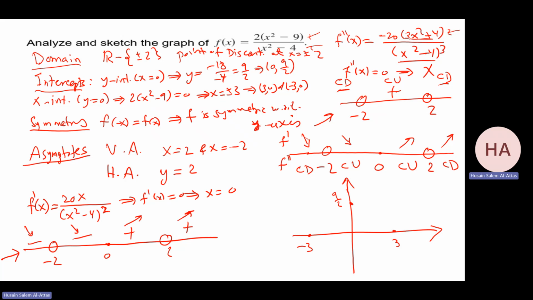Symmetry to the y-axis. It means I will do the graph just on this side, and the rest is just a copy or reflection about the y-axis. Vertical asymptotes at 2 and minus 2. Since 2 is less than 9/2, I have a horizontal asymptote here.